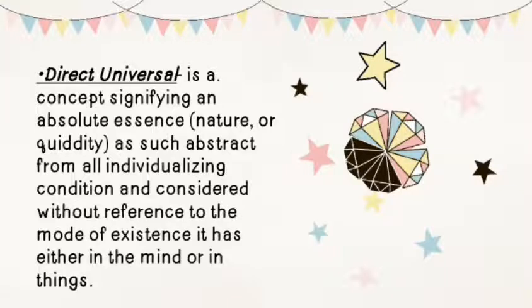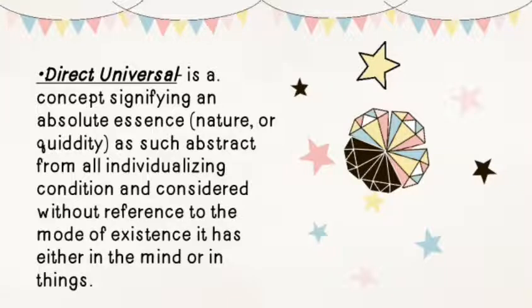A reflex universal, therefore, is an essence, nature, or quiddity considered with reference to the individuals in which it is verified and to its potential predicability. It includes not only the comprehension of an essence, but also its multiplicability and its predicability, that is, its extension. To account for the nature of universals, we must distinguish the direct universal, which is the essence considered merely in itself by a direct act of the intellect, from the reflex universal, which is the essence considered by a reflex act of the intellect as common to many individuals.